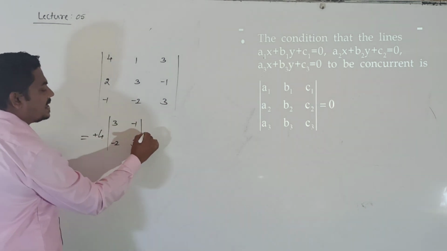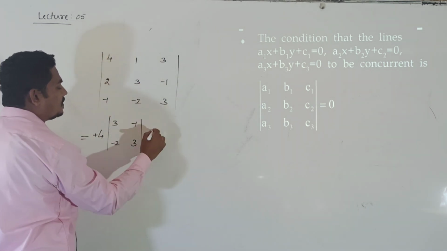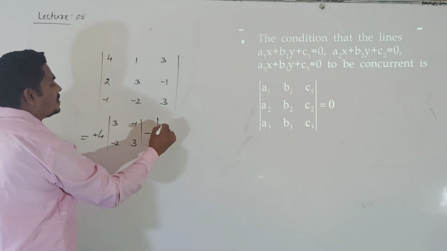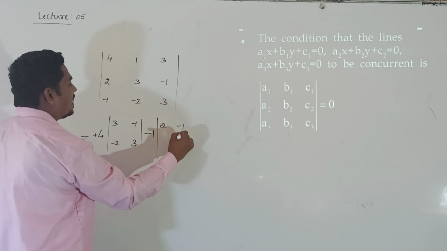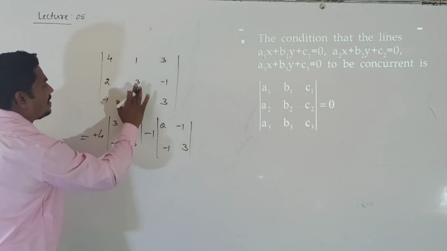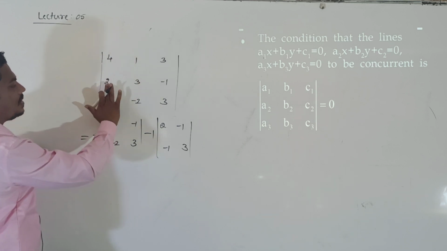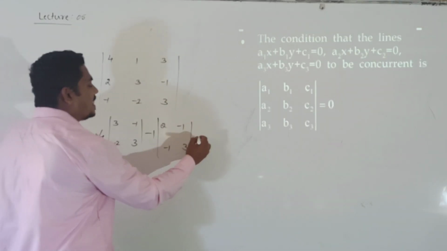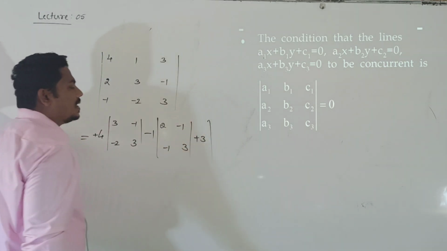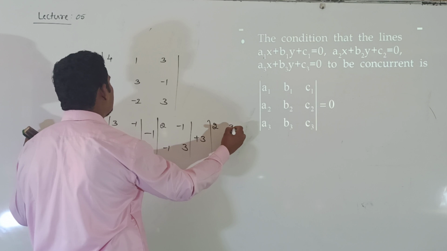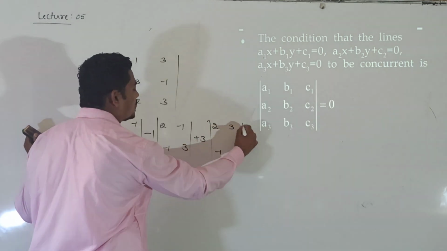Next the sign is negative and take this element. Delete the first row and second column. Then what are the elements? 2, minus 1, minus 1, 3. The first row and second column deleted, the remaining elements are 2, minus 1, minus 1, 3, right? Then the sign is plus, 3 into. Deleting the first row and third column, the remaining elements are 2, 3, minus 1, minus 2.